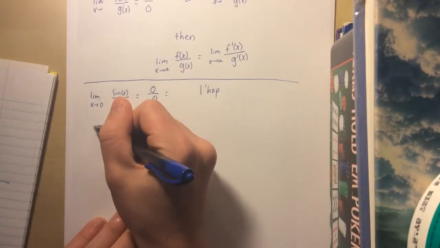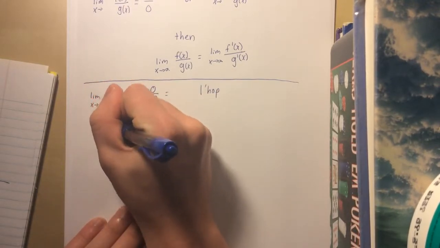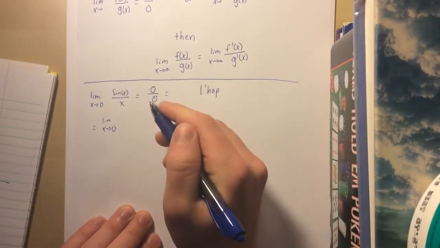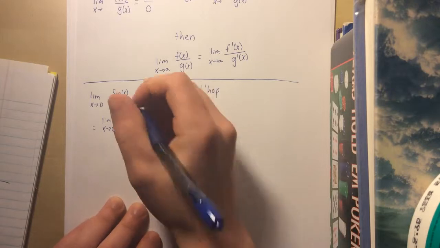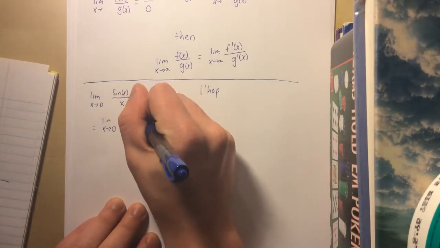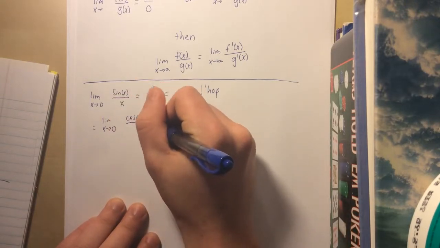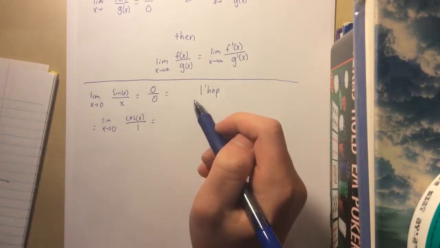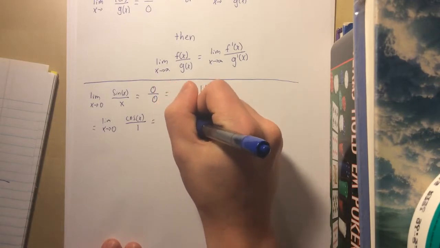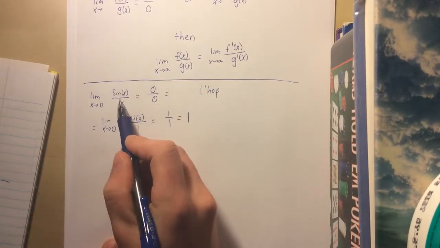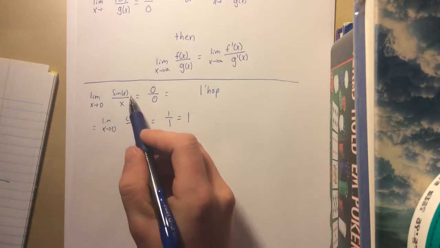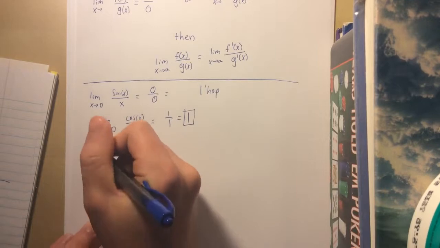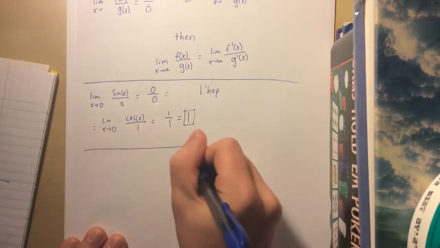And so that's going to equal the limit as x approaches 0 of the derivative of sine of x, which is cosine x, over the derivative of x, which is 1. And now we do the same thing, we just evaluate the limit. Cosine of 0 is 1, so we get 1 over 1, and that equals 1. So the limit as x approaches 0 of sine of x over x is equal to 1. So let's go ahead and do another one.